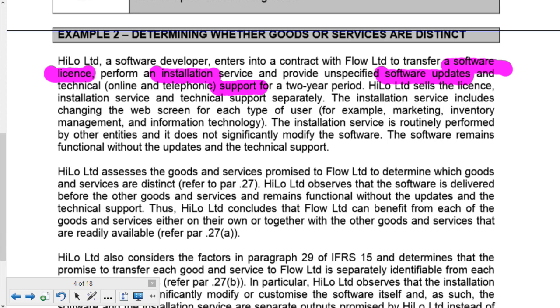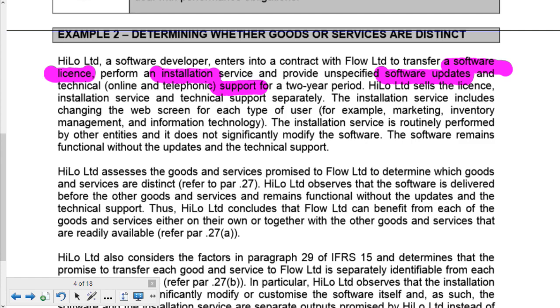Hilo sells the license, the installation service, and the technical support separately. So if you went to Hilo and you said, I only want the license, they would sell you just the license. If you went to them and said, I want just support, they would give you just support, isn't it? They don't do it as a bundle of goods. When we're looking, for example, at a car that comes with a maintenance plan, it's a similar thing, because the selling of the car and the maintenance plan are 2 separate things. If you wanted to just get a maintenance plan, you could do that if you already had a car. If you wanted to get the car with no maintenance plan, you could do that.